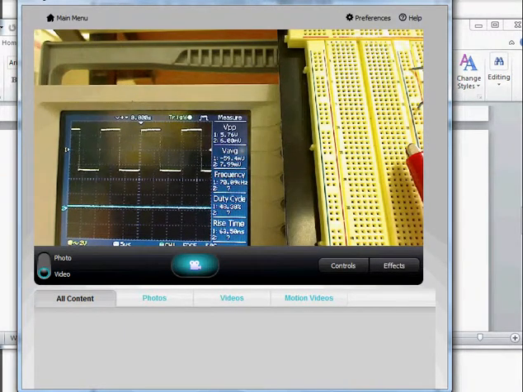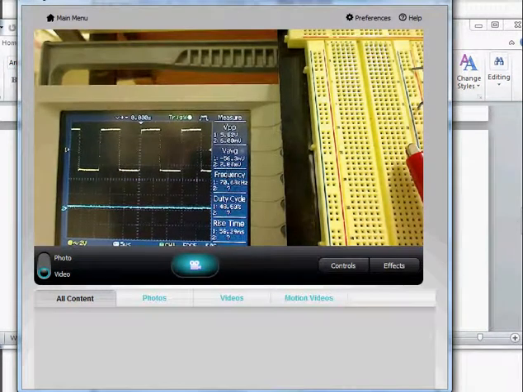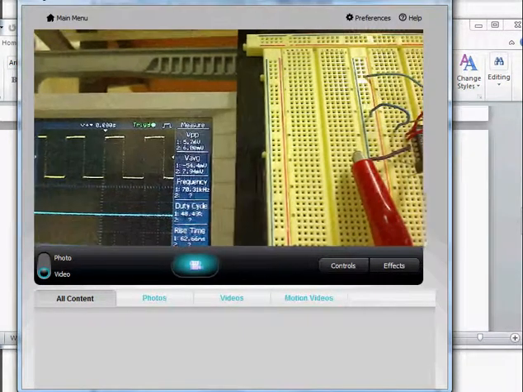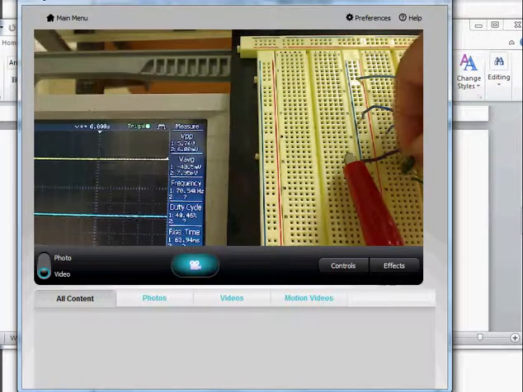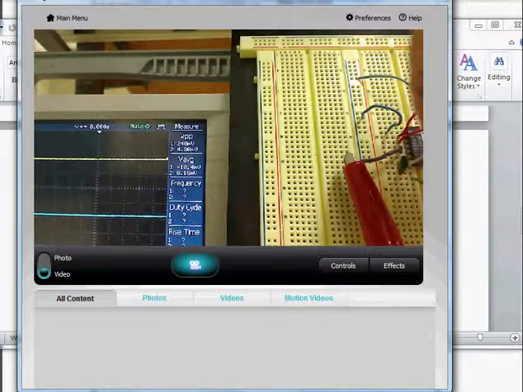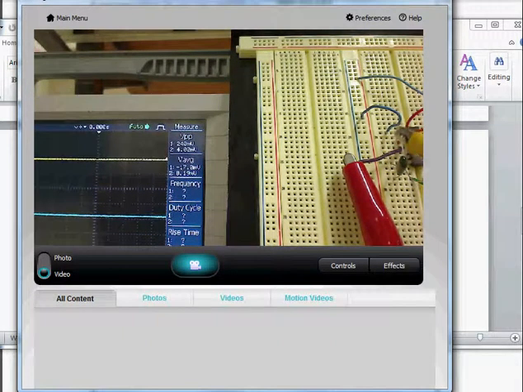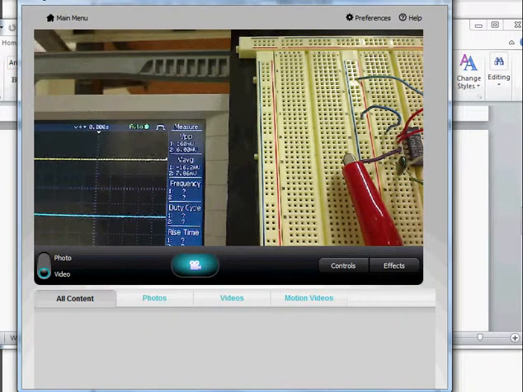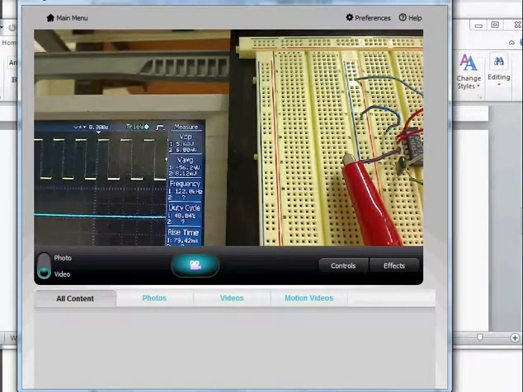So now I'm going to turn on the power supply and then connect it to pin 7. So I connect a power supply at pin 7. And also you can see if I change the voltage, the frequency will change.